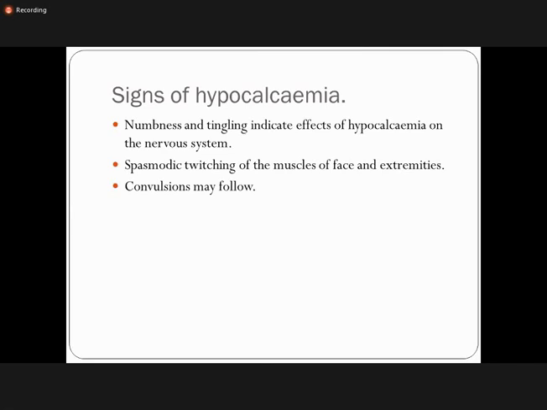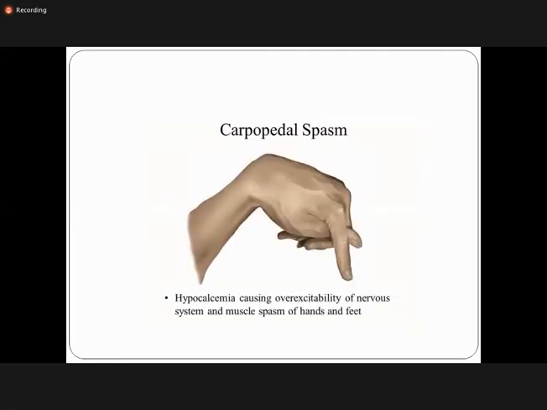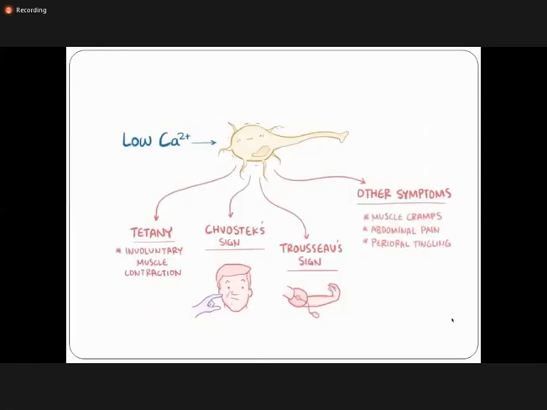Can you just link the chains together now? The only thing that you want to remember is increased sensitivity, and then you'll be able to tell me what would be the signs of hypocalcemia, right? Now, this is the classic carpopedal spasm that we see in cases of hypocalcemia, right? Now, this is a nice little summary of what happens when we've got low serum calcium.